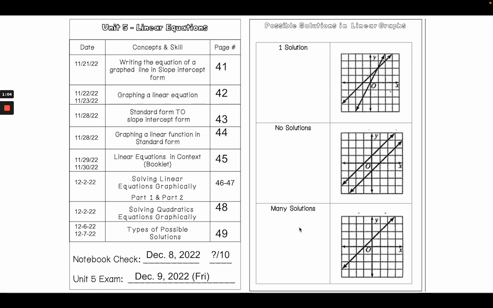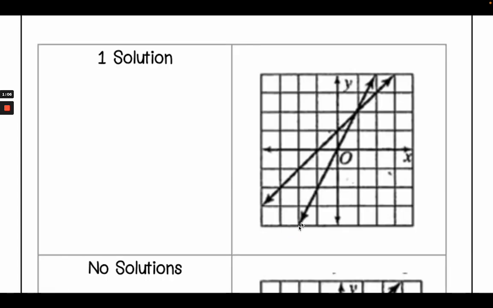For one solution, our lines are going to cross at one point. And so you'll have a system with two lines that cross in one point. And this one point where they intersect is our solution or the answer.